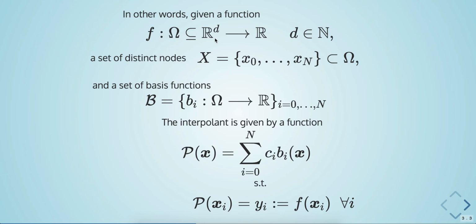Now, this is the generic interpolation method. Suppose you have a function f defined over a subset of R^d, where d is a dimension, whatever it is, and a set of distinct interpolation nodes. Suppose you also have a basis of functions. Now, the interpolant is given by a function like this, such that it passes exactly through the nodes. Or in case of least squares approximation, the two-norm error is minimized between these and these.